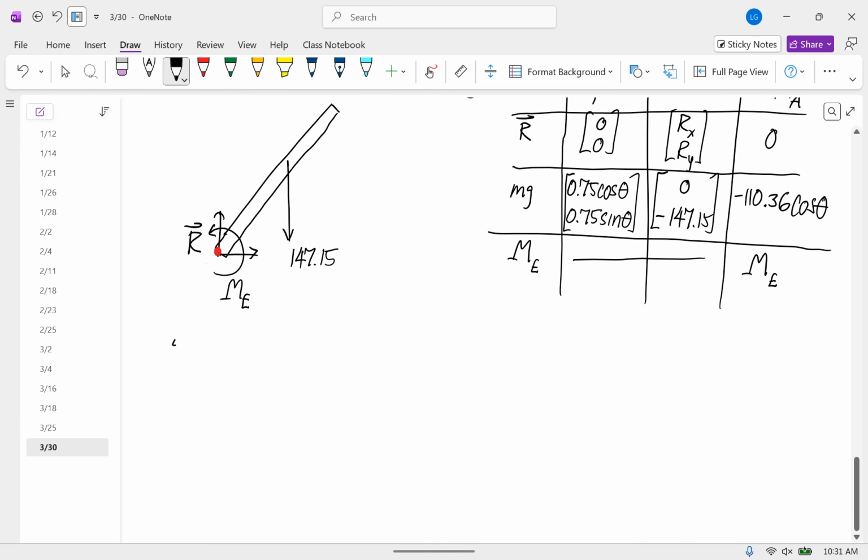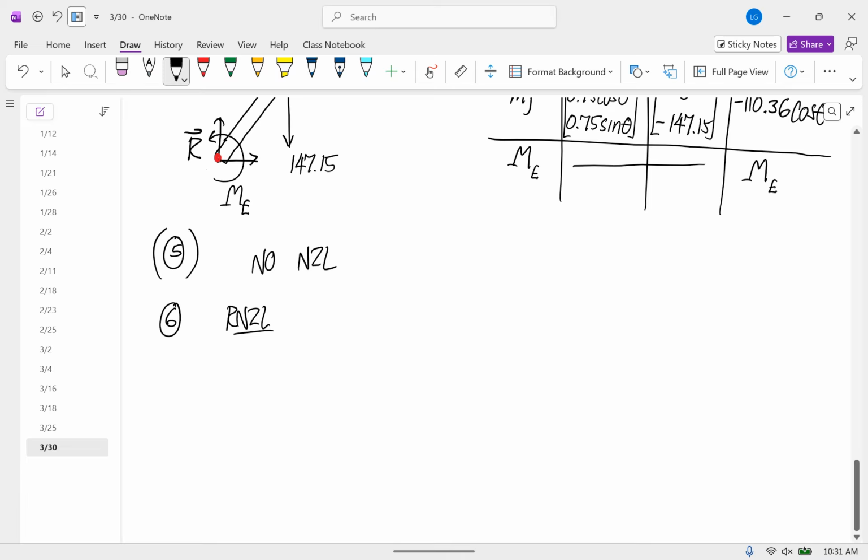Okay, what about the sometimes-used step 5? That's using Newton's second law. Do we need that here? No, because we have a fixed point. So step 6, the moment equation.